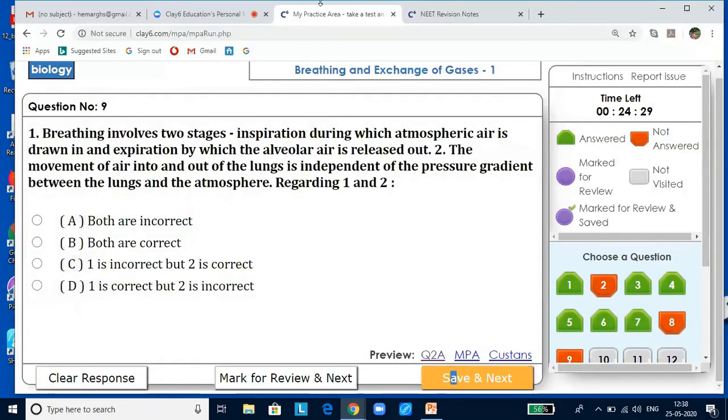Now breathing involves two stages. Inspiration, which is drawn in, and expiration, by which alveolar air is released out. One is correct. The movement of air into and out of the lungs is independent of the pressure gradient between the lungs and the atmosphere. 2 is wrong because it is dependent on the pressure gradient and that is why diffusion occurs. So 1 is correct but 2 is incorrect.